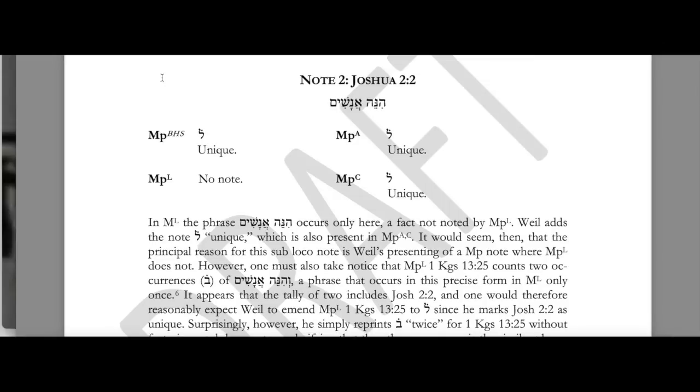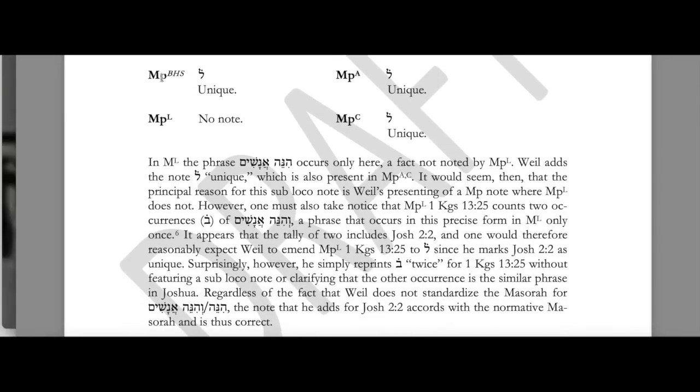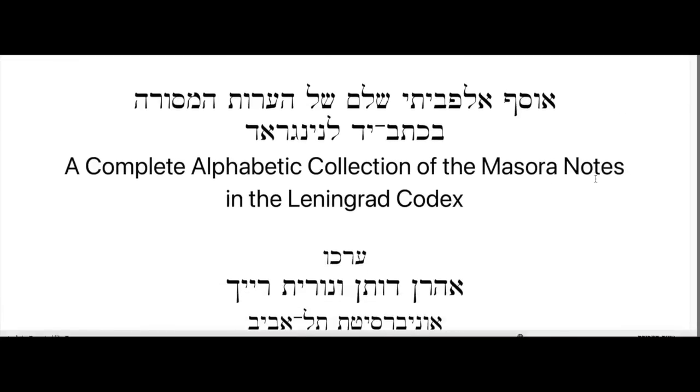The problem is that Joshua 2:2, in its Masorah, in Aleppo and Cairo, does not have the note bet. It has lamed. And so, whereas in 1 Kings 13:25 the Masoretes are combining Hinei and Hinei Anashim and counting them together as two occurrences, in Joshua 2:2, Aleppo and Cairo are distinguishing this. And so the point of this is that we don't always know the scope of these notes until we do a little investigation.